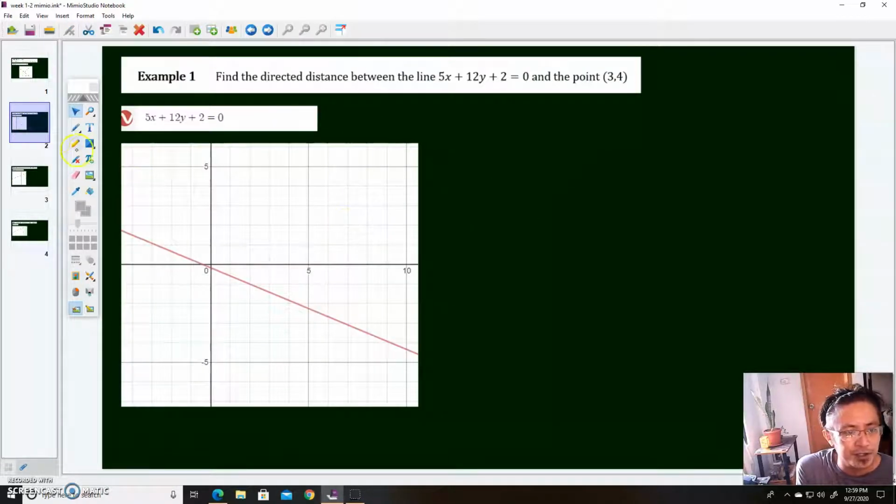Find the directed distance between the line 5x plus 12y plus 2 equals 0 and the point 3, 4. The line 5x plus 12y plus 2 equals 0 is already graphed. I use Desmos in graphing the line. As you can see, it's already graphed, so I'll just plot the point 3, 4. 3, 4 is here. Let's make it bigger. This is the point 3, 4.